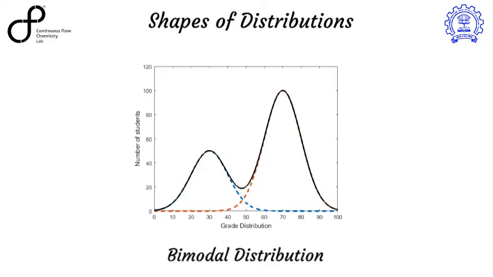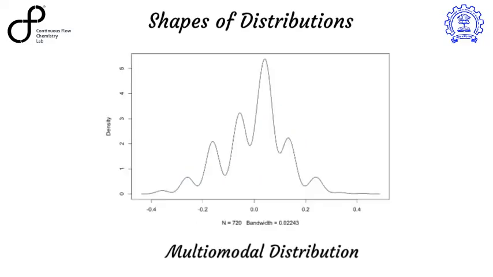One can have a distribution, which is a combination of two normal distributions. It will have two maxima instead of a single one, as in a normal symmetric distribution. This is called a bimodal distribution. Similarly, we can also have a multimodal distribution, which is nothing but a combination of many normal distributions, of different shapes.